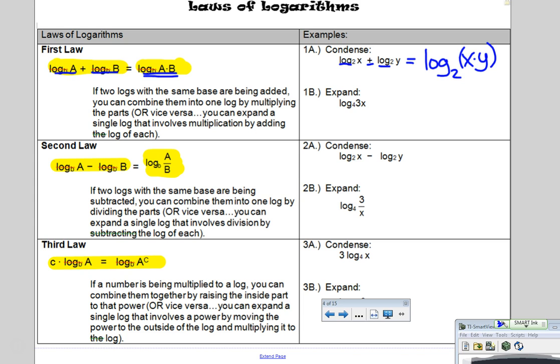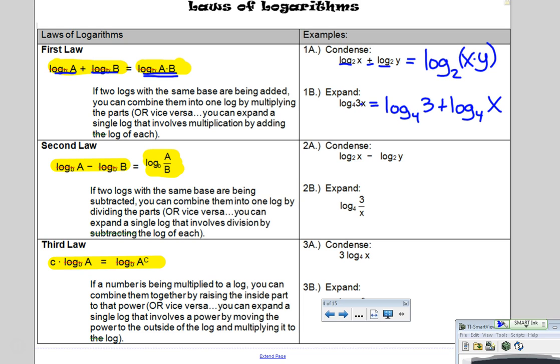Okay, can go the other way around as well. So the log base 4 of 3x. Well, these 2 guys are being multiplied. So if I want to expand it and separate out the logs, I know that when I multiply with exponents, I can add them together. So that would look like this. Log base 4 of the 3 plus log base 4 with the x.